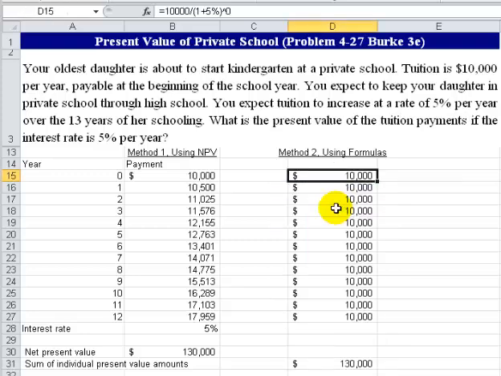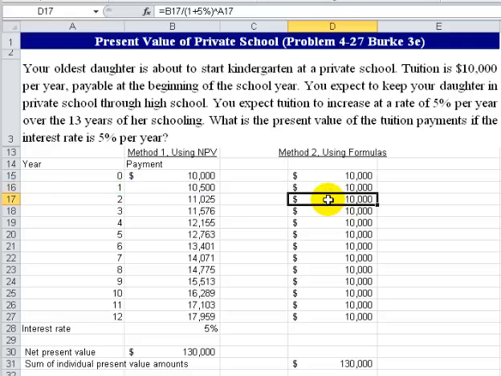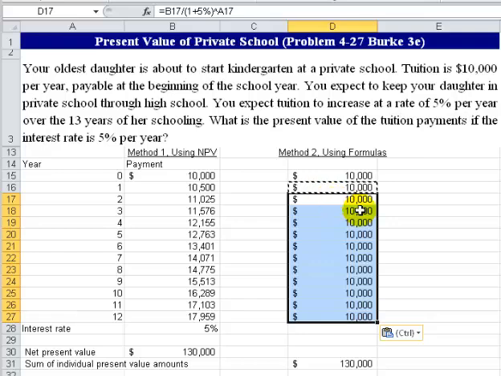And now I'll just show you that I've worked this one ahead of time too. In the second year, I'm going to take that $10,500. Okay, so that's the $10,000 times 1.05 because we expect tuition to go up every year. And I'm going to divide it by 1 plus 5%, or 1.05 raised to the power of 1. That gives us $10,000. And if you were to then copy that all the way down, you'll see that the present value of all of those is always $10,000.